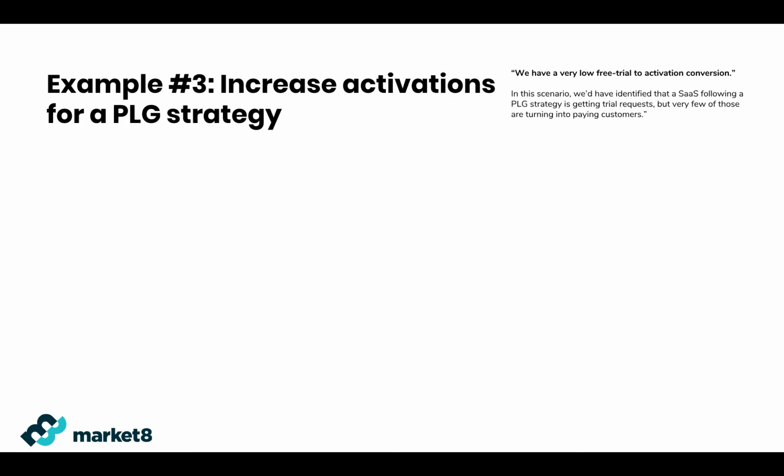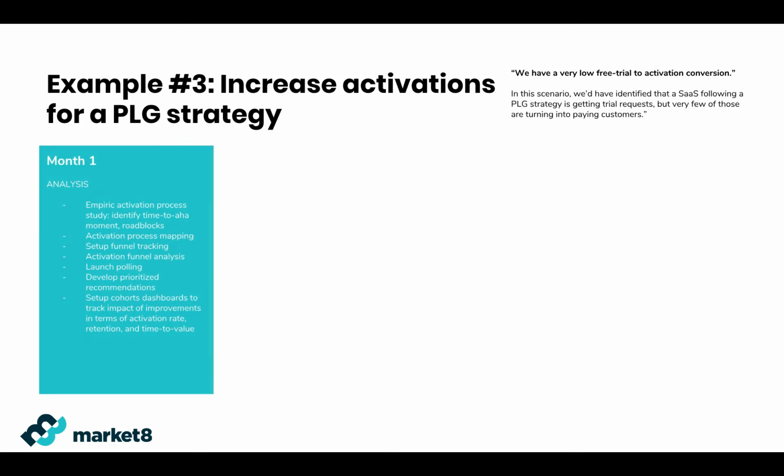Let's see another example. Increase activations for a PLG strategy. So we have a very low free trial to paid activation conversion. In this scenario, we have identified that the SaaS company, following a PLG, product-led growth strategy, is getting trial requests, but very, very few of those are turning into paying customers. So what we want to do in month 1 is just understand what is going on in the activation process.